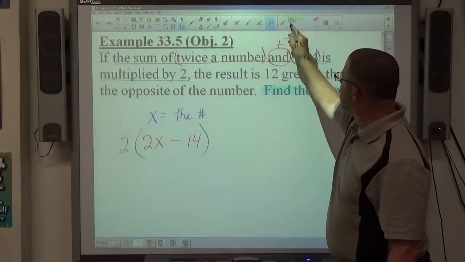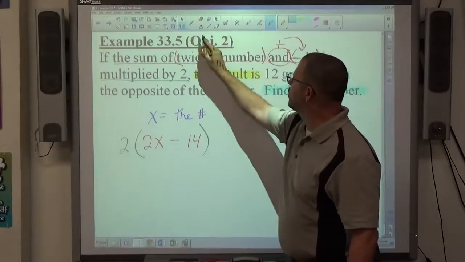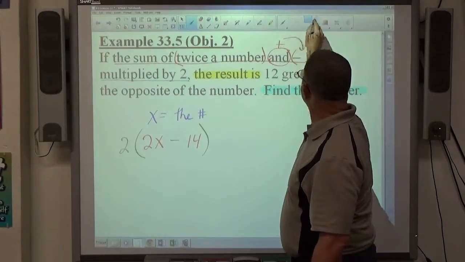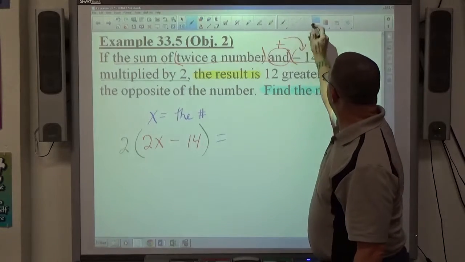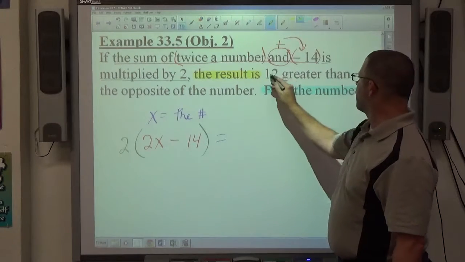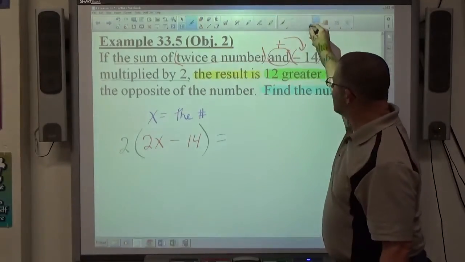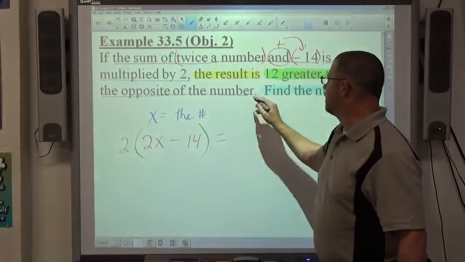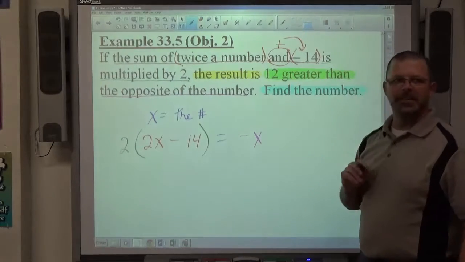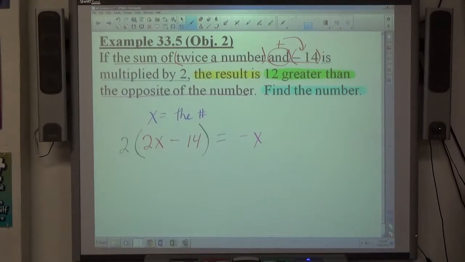Then we have the words the result is. That's our equal sign. 12 greater than the opposite. And then we got some 12 greater than going on, which we ignore greater than and less than statements. And then it says the opposite of the number, that's just negative x. Period. All right, so again, the equation's done at the period.